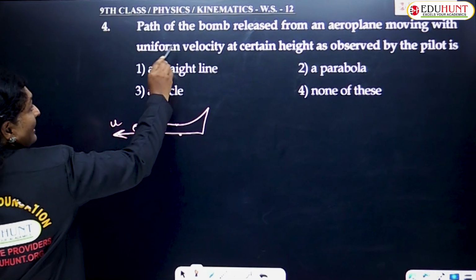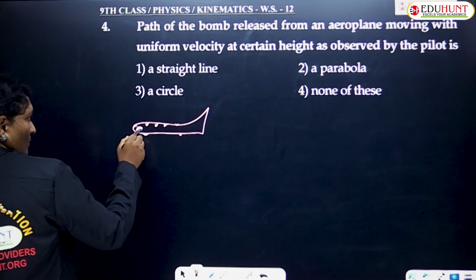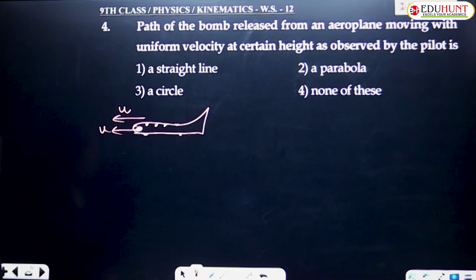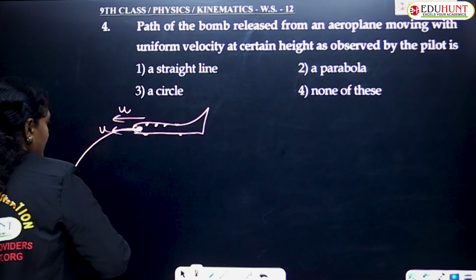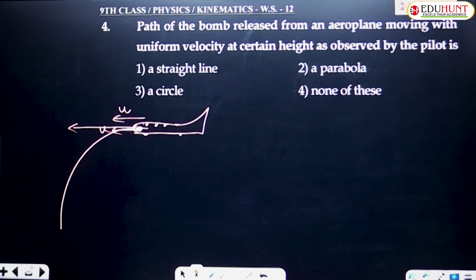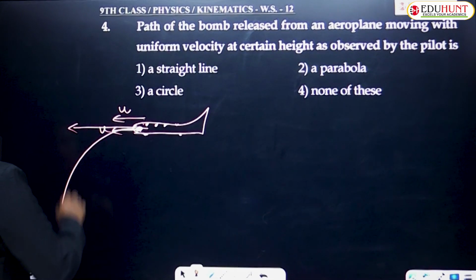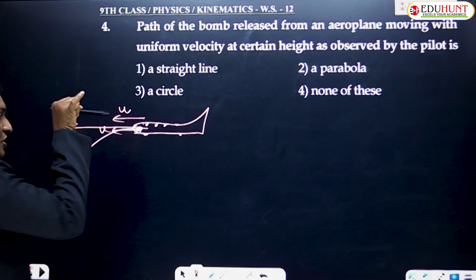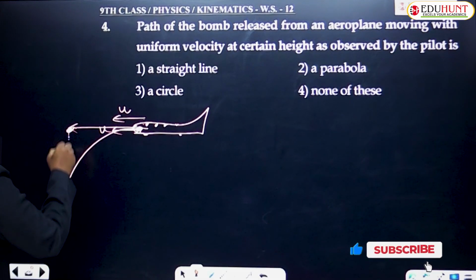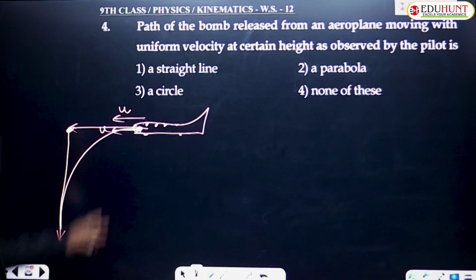Because the bomb is simply released. The bomb is released from an aeroplane, which means the bomb is inside the aeroplane. So whatever the speed of the aeroplane is, the same speed the bomb will also take. So whenever this bomb is released, the bomb as well as the flight have the same horizontal speed. As both have the same horizontal speed, whenever the position of the bomb is observed by the pilot, it appears as if the bomb is falling straight downwards.